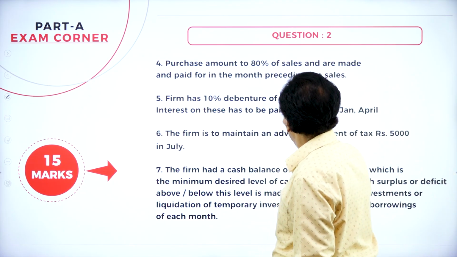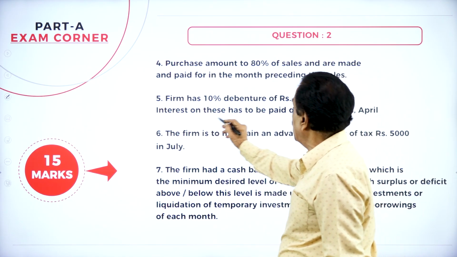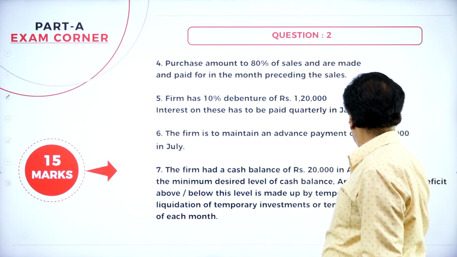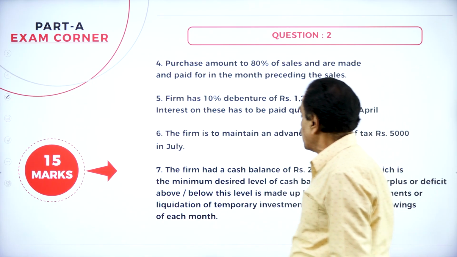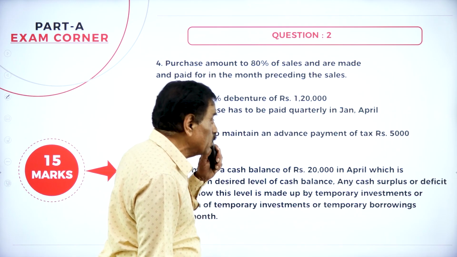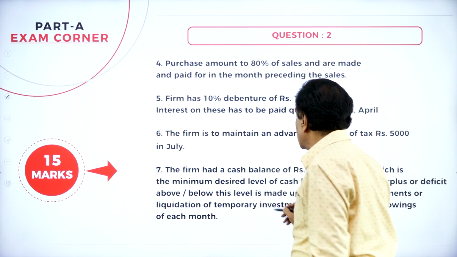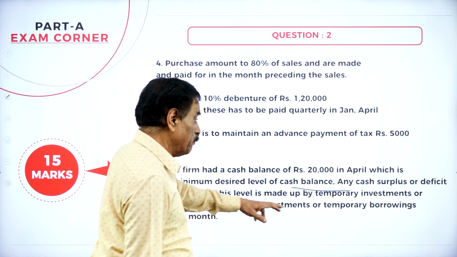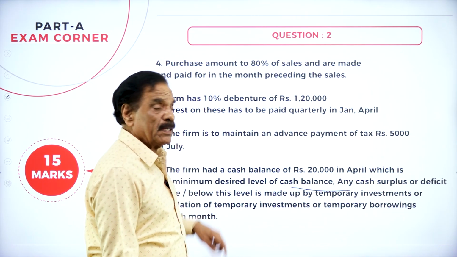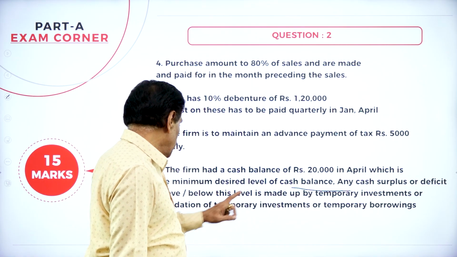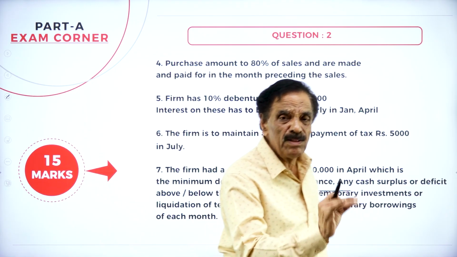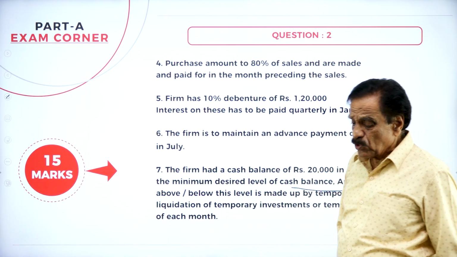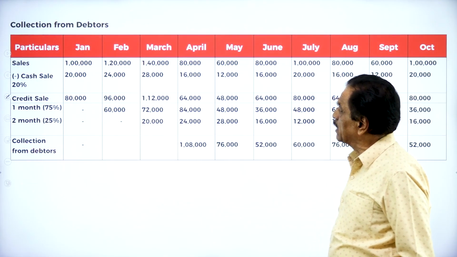The firm has 10% debenture of 1,20,000. Interest on this has to be paid quarterly, in January and April. The firm has to make an advance payment of tax of 5,000 in July. The firm had a cash balance of 20,000 in April, which is the minimum desired level of cash balance. Any cash above or below this level is made up by liquidation of temporary investment or temporary borrowing. So every month they have to maintain how much money? 20,000 is the minimum.